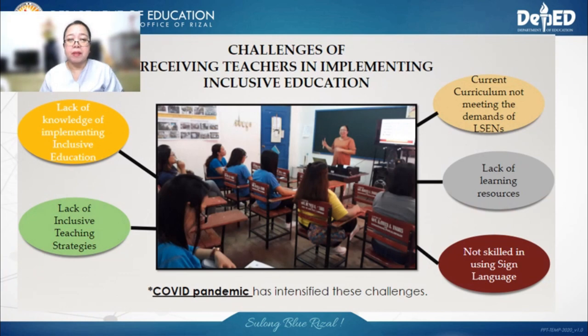Inclusive education implementation poses tremendous challenges, specifically among our receiving teachers. Some of these challenges include the following: lack of knowledge in inclusive education, lack of teaching strategies, lack of learning resources, and not being skilled in the use of sign language. And the COVID pandemic has intensified these challenges.